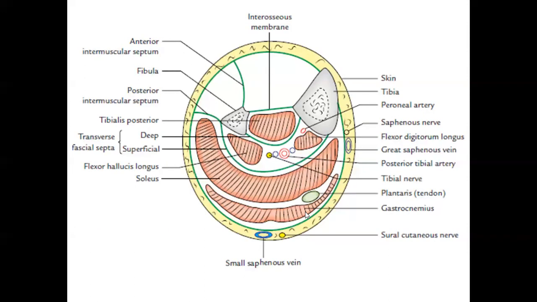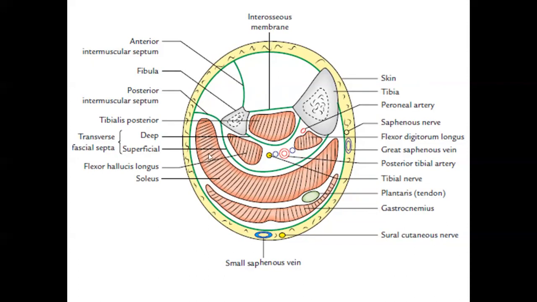Coming to the posterior compartment of the leg, whole of this is the posterior compartment of the leg. The posterior compartment of the leg is bulky. It is divided by two transverse fascial septa, a deep and a superficial one, into three compartments. The three compartments are the superficial part, the middle part, and the deeper part. Okay, so whole of this is the posterior compartment. It is divided by two transverse septa into a deeper, an intermediate, and a superficial part.